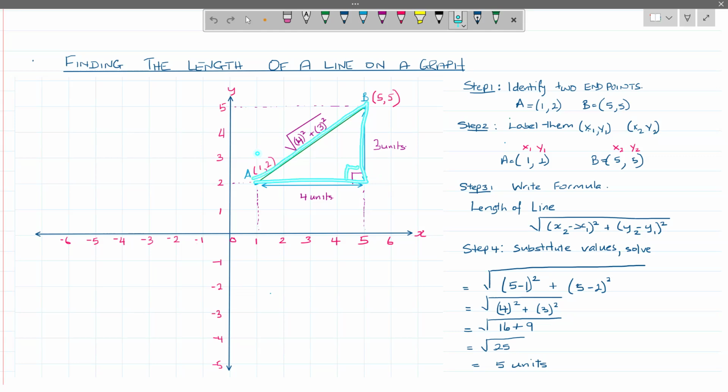Everybody seen the right angle triangle? You all seen that? Give me a thumbs up if you see that. So the line segment AB is actually forming the longest line in the triangle called the hypotenuse.